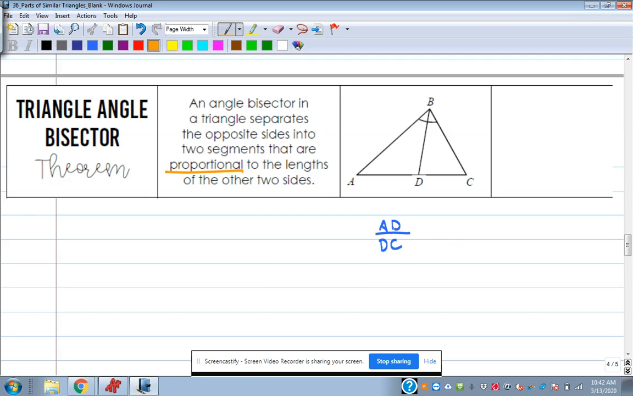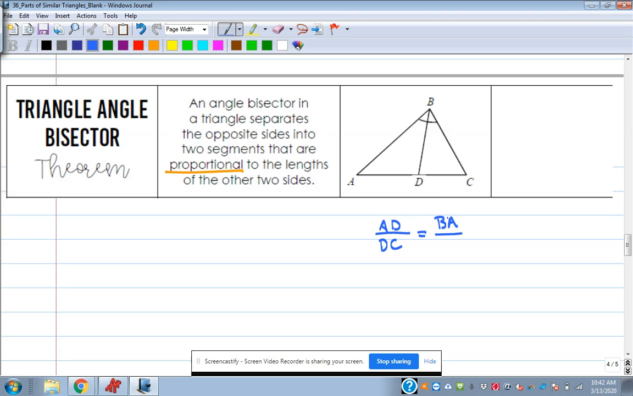Okay, and then, excuse me, the other two sides. So other two sides. Let's set up that ratio. Looking at this picture, how logically would we set that other side up for the ratio? BA and BC. Why BA on top?